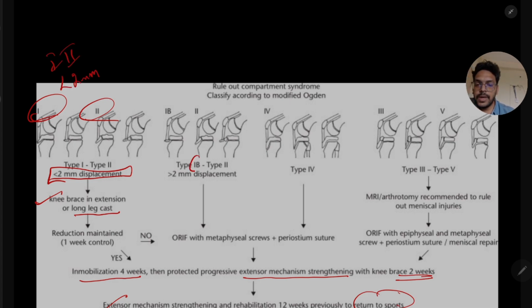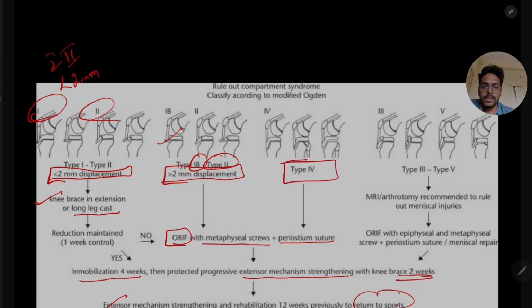If it is type 1B, that is a comminuted fracture below the physis, or type 2, which is at the level of the physis, with more than 2 mm of displacement, we have to do an open reduction and internal fixation with metaphyseal screws, or along with periosteum suturing, followed by immobilization for 4 weeks with knee extensor strengthening, then strengthening of the extensor mechanism, and finally return to sports.